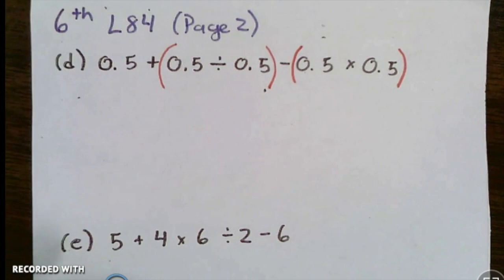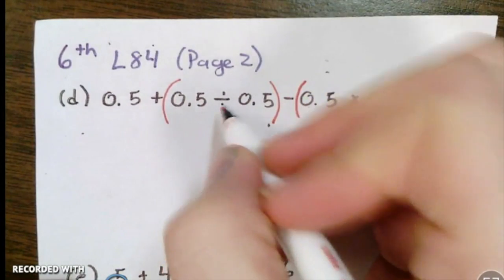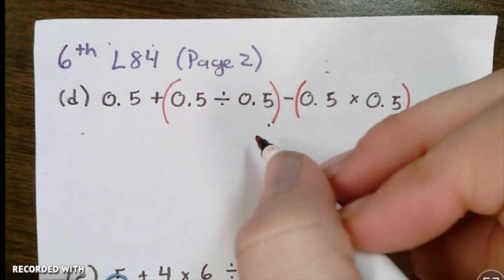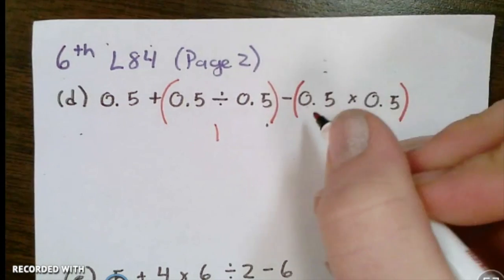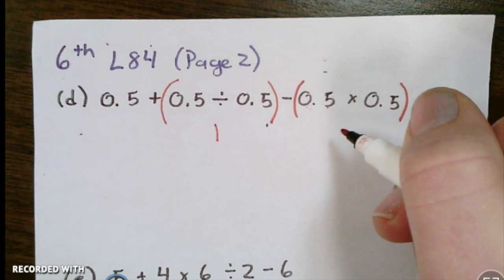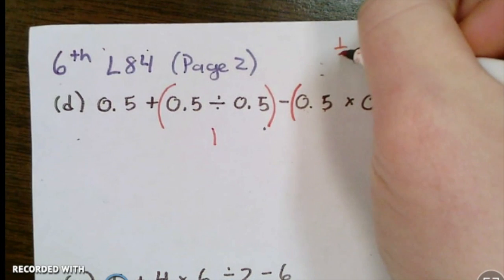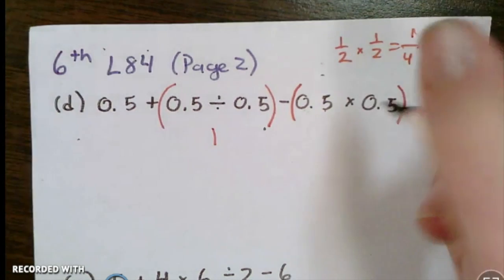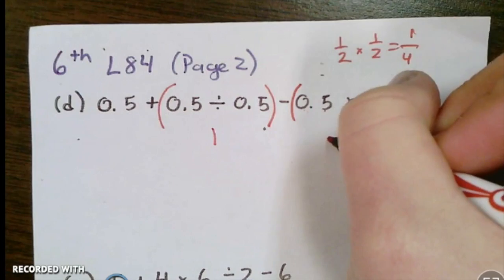Okay, now let's simplify what is in the parentheses. So 0.5 or 1/2 divided by 0.5 or 1/2. What is 1/2 divided by 1/2? Right, it's 1. Okay, 0.5 times 0.5. What is 1/2 times 1/2? Right, 1/4. Okay, if you weren't sure of that, 1/2 times 1/2 equals 1/4. So now here I've got 1/4, which is 0.25.